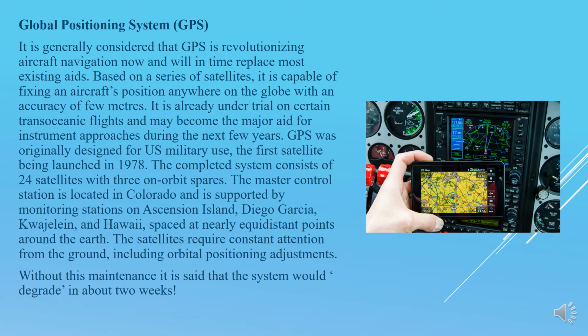The completed system consists of 24 satellites with 3 autonomous pairs. The master control station is located in Colorado and is supported by monitoring stations on Ascension Island, Diego Garcia, Kwajalein, and Hawaii, spaced at nearly equidistant points around the Earth. The satellites require constant attention from the ground, including orbital position adjustments. Without this maintenance, it is said that the system would degrade in about 2 weeks.